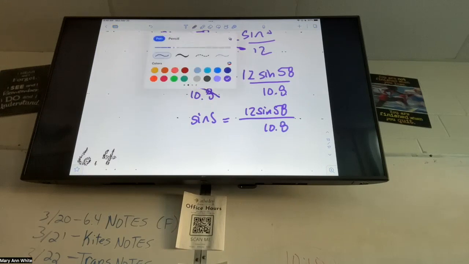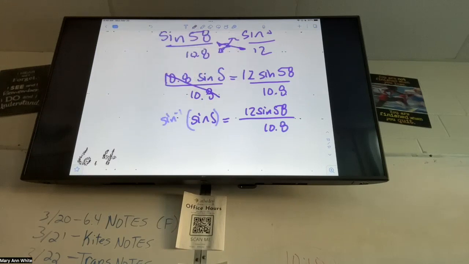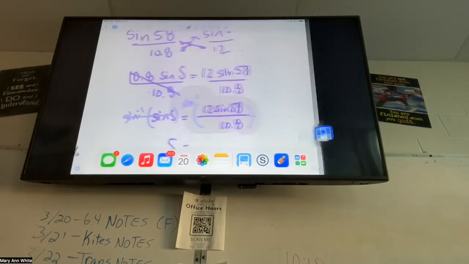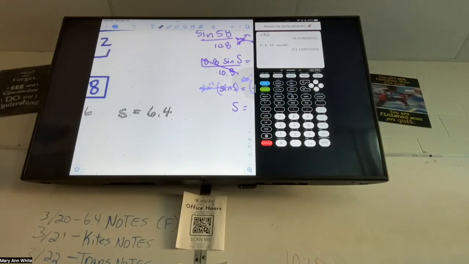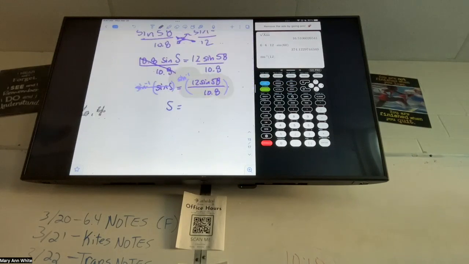And then I'm going to do my inverse sine to get rid of my sine on the left-hand side. So if I do second sine or sine to the -1 or inverse sine, whatever you say in your head when you see that, I should be good to go. Then I'm going to plug that into my calculator and see what S is going to equal. Does anybody have any questions so far, or are we still hanging on? Okay. So second sine 12 sine 58 divided by 10.8. And I get 70.4.